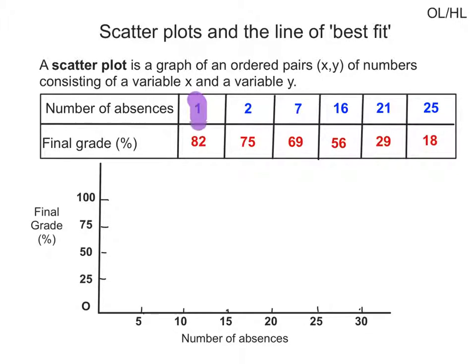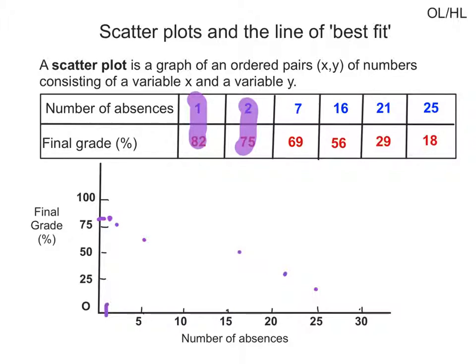Our first pair is (1, 82). So plotting that, we have 1 on the x-axis, about 82 on the y-axis. So about here. And then we take the second ordered pair, (2, 75), and we get a point about here. And we keep going until all the ordered pairs are on the diagram. Now we have all the ordered pairs on the diagram.